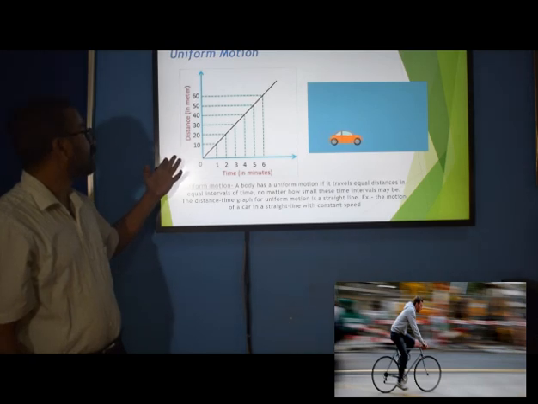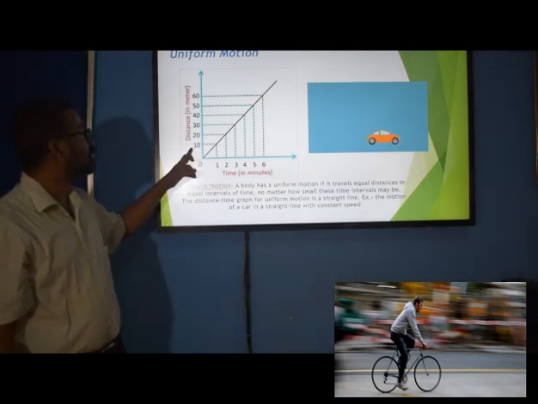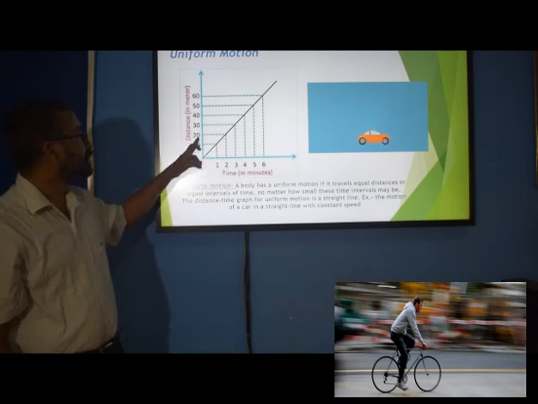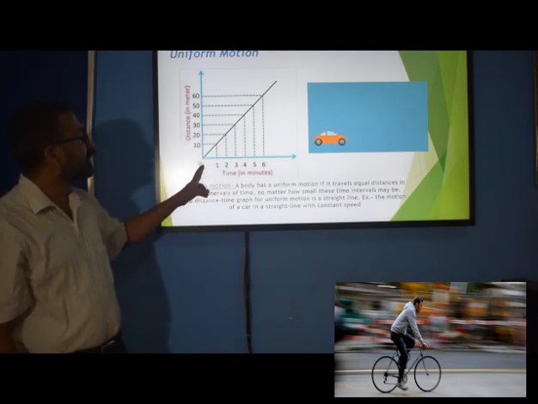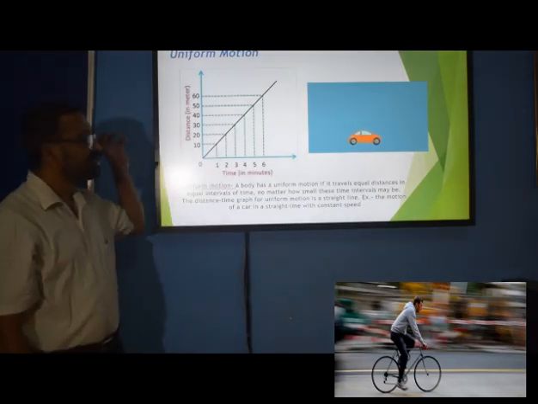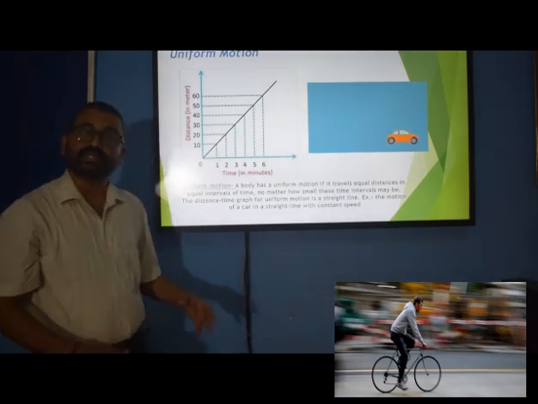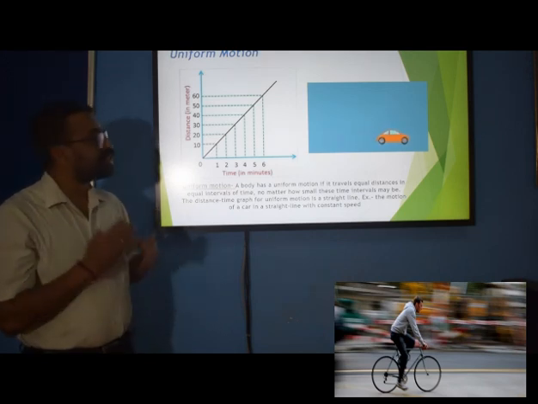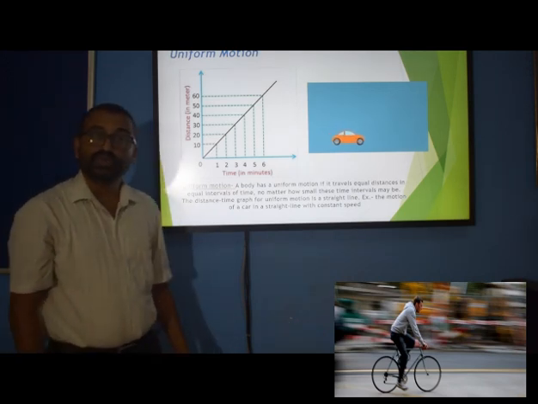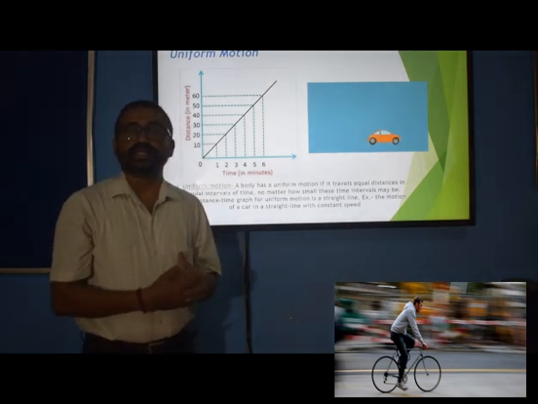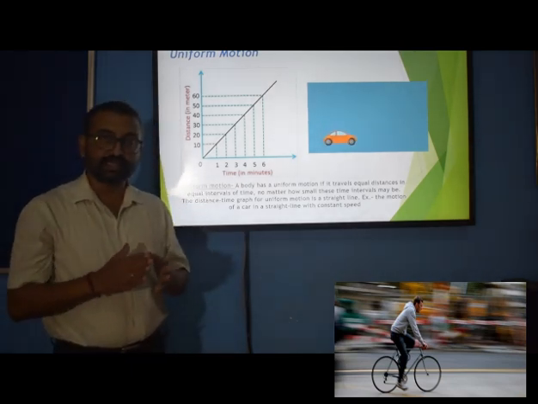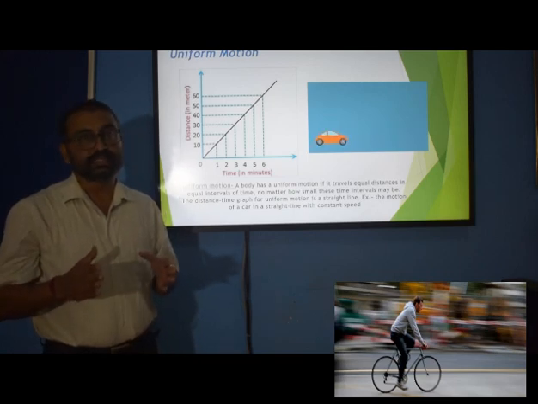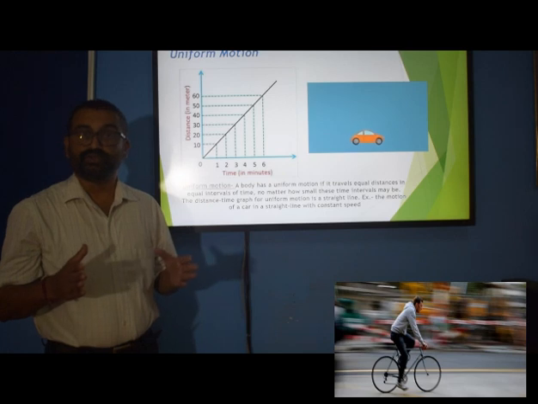You see this graph? In 1 second it is covering 10 meters, 2 seconds it is covering 20 meters, 3 seconds it is covering 30 meters. That means in each second this car is covering 10 meters of distance. So it is covering equal distances in equal intervals of time. Such kind of motion is called uniform motion, my dear students. Uniform in the sense that in all intervals of time, it is covering equal distances.